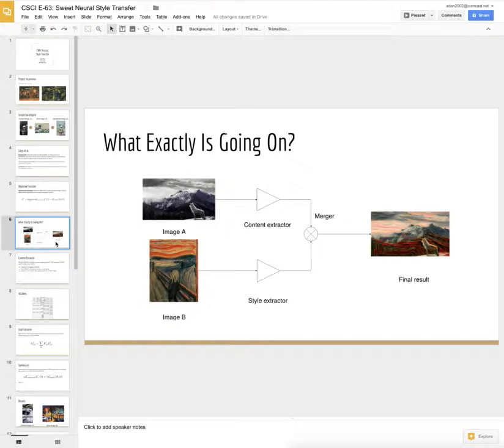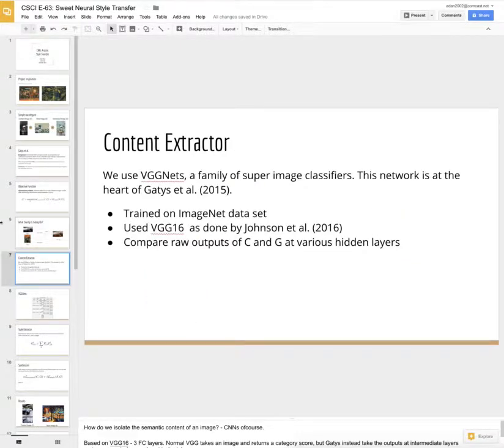Of course, it's a little more complicated than that, and I'll go a little bit deeper in the upcoming slides. But more or less, that's pretty much what's going on. And so for that content extractor, I keep mentioning that CNNs are being used here, specifically a family of super image classifiers known as VGG nets. This is pretty much what's at the heart of the paper.